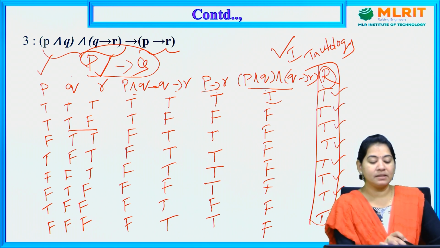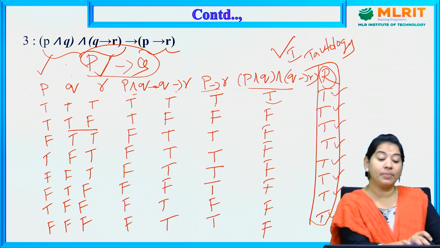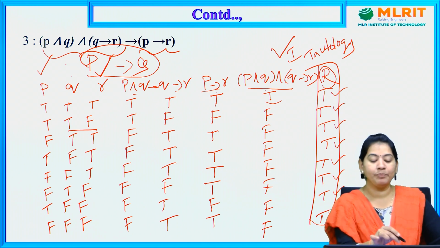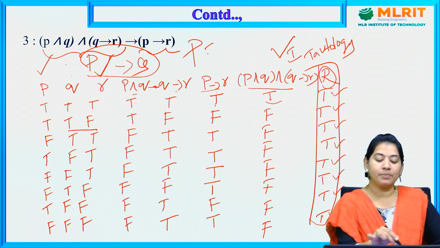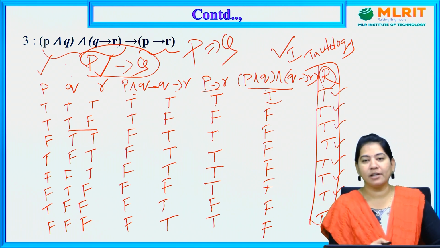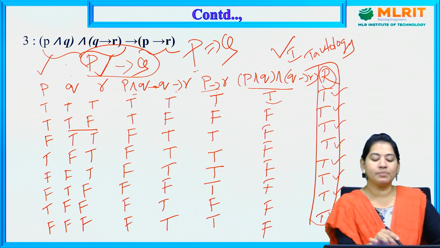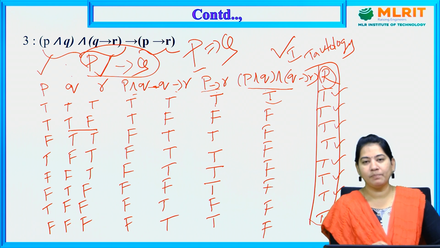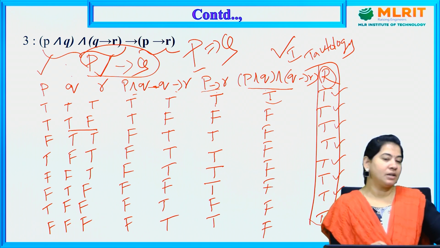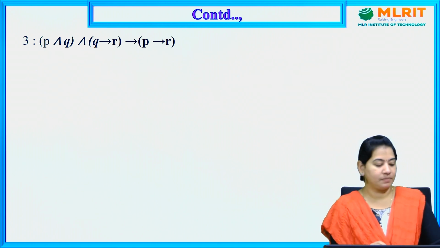Now, as this P implies Q is a tautology, then we can say that proposition P logically implies proposition Q. So we have seen one example for each and every condition, and we have seen that P is logically implying proposition Q here. So this is about logical implication.